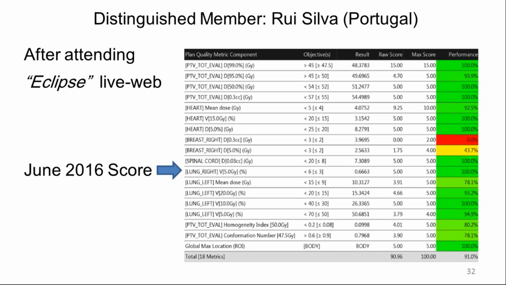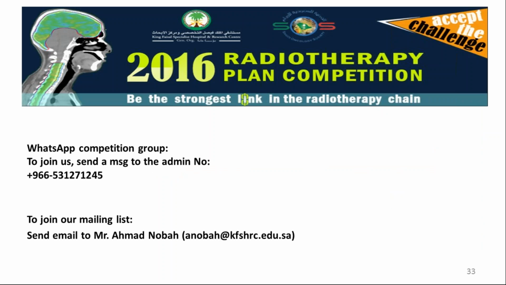I would also like to thank Rui Silva for the time he dedicated. Even though the competition has ended, he still has a very strong spirit, and he repeated the plan in order to improve it. As you can see, raising your score by 9 points is not easy. It requires hours and hours, but he used a different geometry with the same optimization methodology, and he achieved a better plan. This shows you how good inputs lead to good outputs.